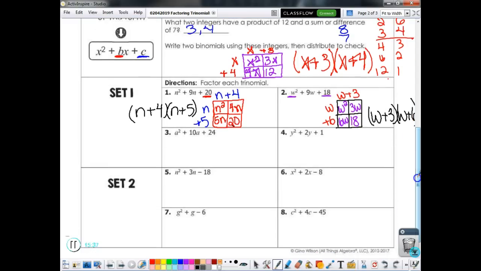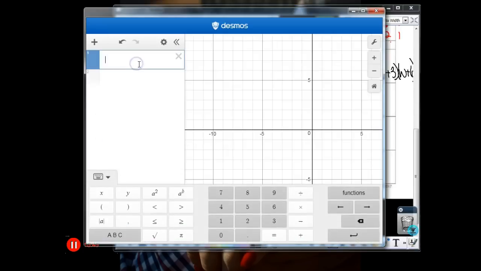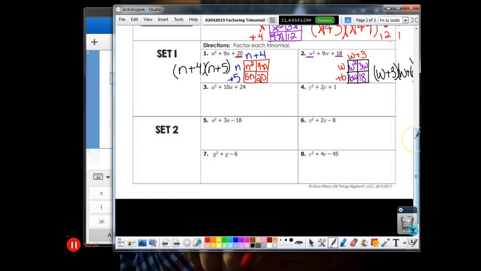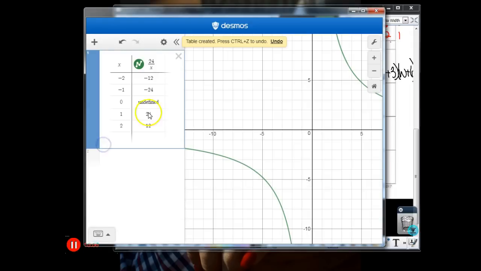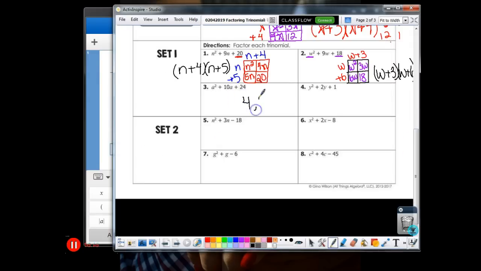So, I don't want to do these. I just want to see what the factors would be. So, 24, you're going to do 24 divided by X. Change to the table. So, there are my factors, and I want them to add up to 10. So, 1 plus 24 is 25. 2 plus 12, 14. 3 plus 8 is 11. 4 plus 6, that's 10. So my two factors would be 4 and 6.